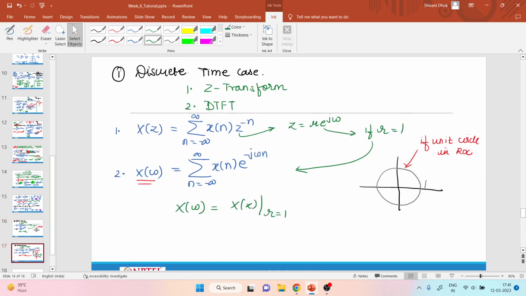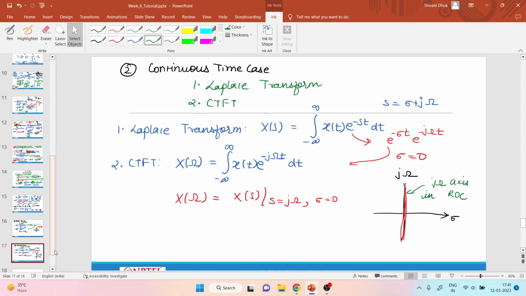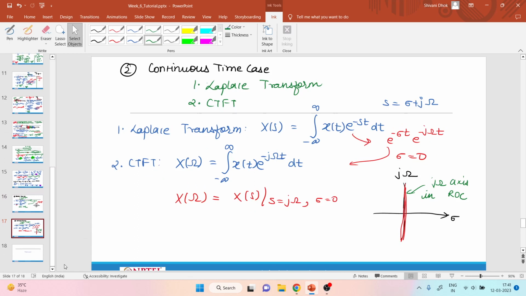And the ROC is always dictated by poles. Poles are not present in your ROC, but they are related to it. So the process is, first we find the ROC by finding the poles, and check within that ROC whether the unit circle is there for the discrete case, or whether the j omega axis is there in the continuous case.